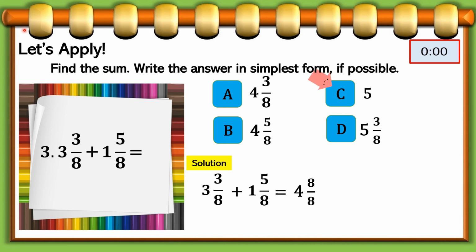5. Solution. First, we're going to add the whole number. 3 plus 1 equals 4. Next, add the numerators. 3 plus 5 equals 8. And copy the common denominator, 8. Now, we're going to rename 8 over 8 as 1 whole. Then, we're going to add 4 plus 1 equals 5.